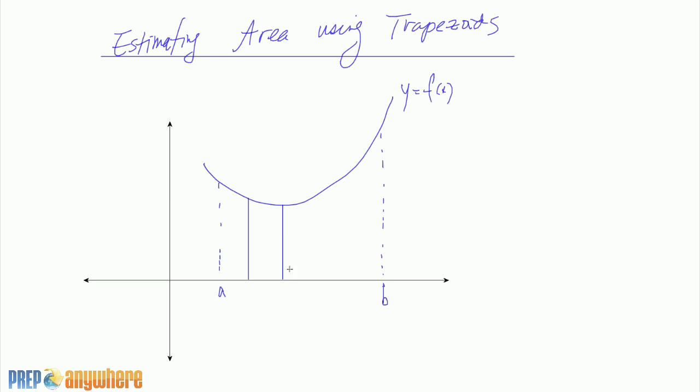Okay, trapezoids. So here's my intervals. Let's cut it up into those many pieces. And what we're going to do is connect the ends to form a trapezoid, like this. Not a rectangle, but a trapezoid. The reason we would do this is because it gives us a better approximation. You can see visually how it's very close to the actual area.